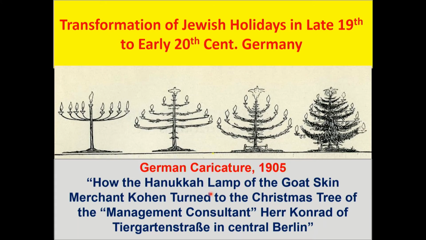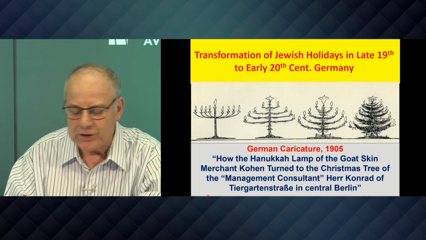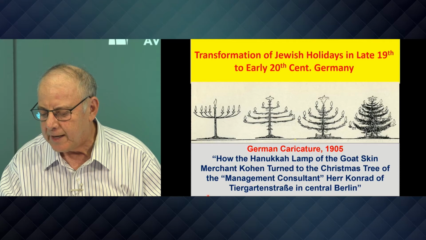Here is the process that was going on in many German Jewish homes of how the Hanukkah lamp becomes a Christmas tree. And the caption below this caricature, translated into English, is: how the Hanukkah lamp of the goatskin merchant, which is the typical Jewish profession of the city people of the 19th century, of the goatskin merchant Cohen, turned into the Christmas tree of the management consultant Herr Konrad of Tiergartenstrasse in central Berlin. Okay, so you see the process by changing of the name and how Hanukkah is becoming.